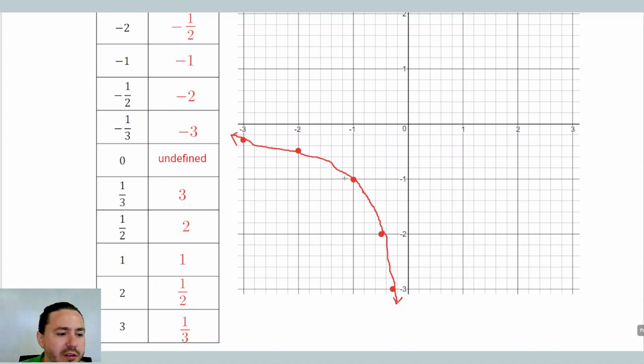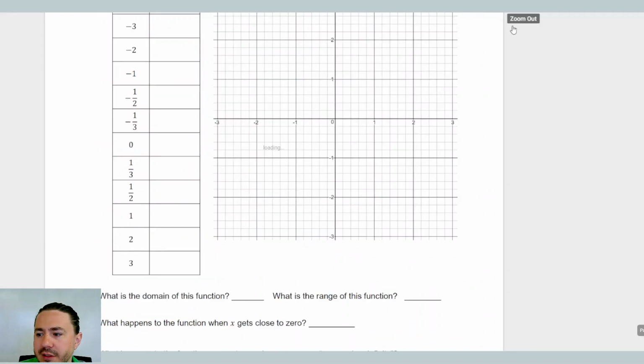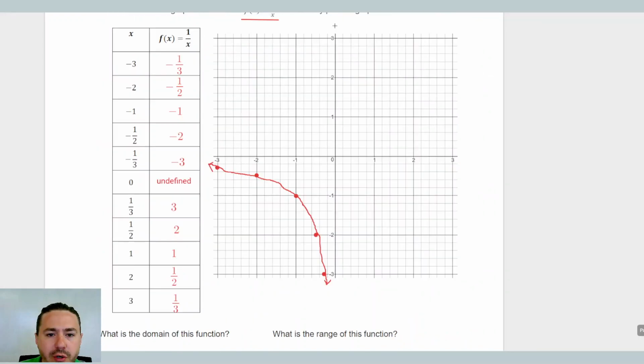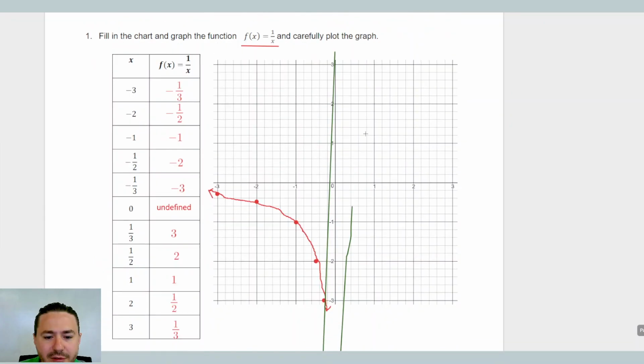Now at 0, it's undefined, and that's because we have a vertical asymptote. Let me zoom out a little bit so we can see this a little easier. We've got a vertical asymptote going on along that y-axis.